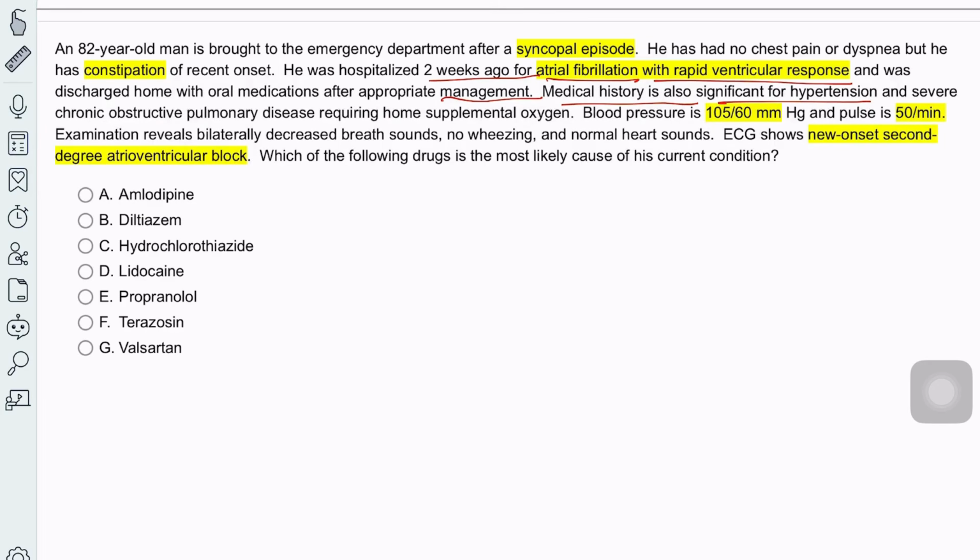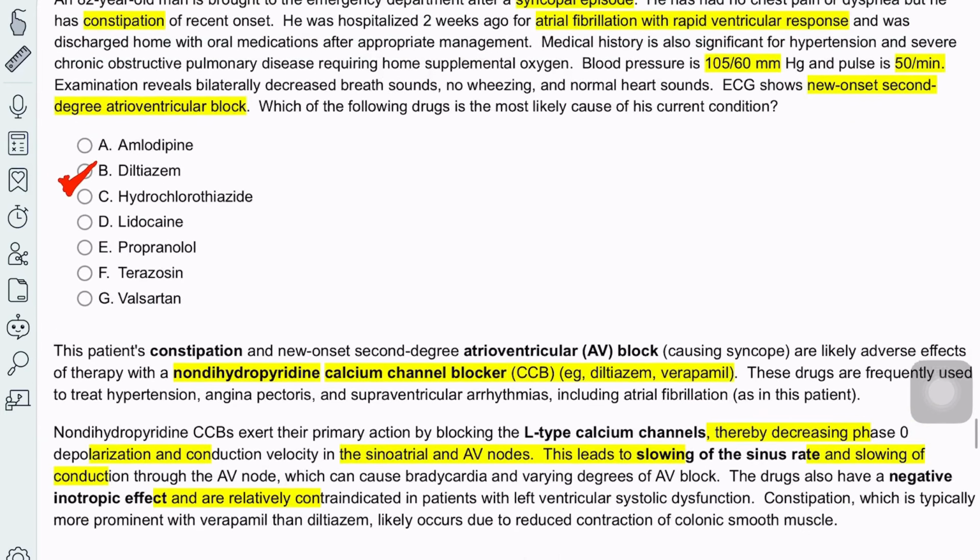Blood pressure is 105/60 and pulse is 50 per minute. Examination reveals bilaterally decreased breath sounds, no wheezing, normal heart sounds. ECG shows new onset second degree AV block. Which of the following drugs is the most likely cause of the current condition? Options are amlodipine, diltiazem, hydrochlorothiazide, lignocaine, propranolol, terazosin and valsartan. So the answer is diltiazem.